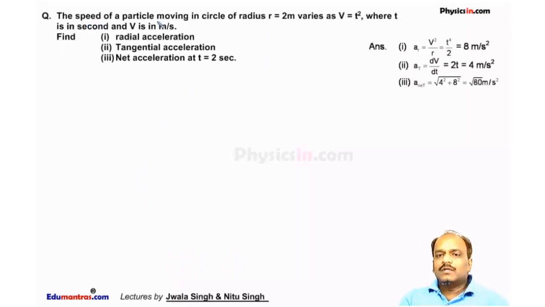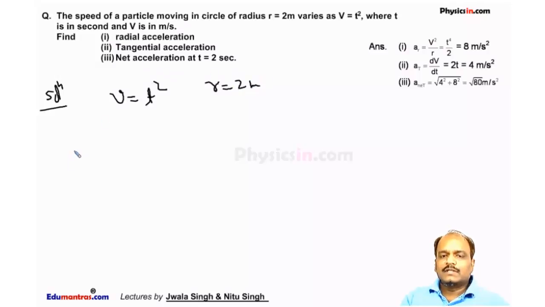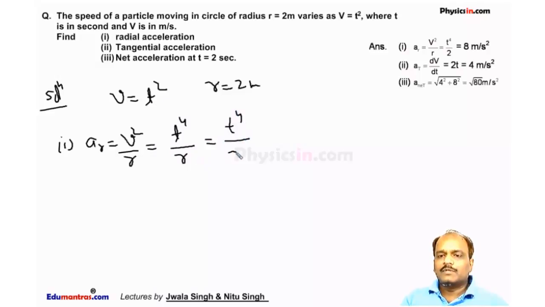The speed of the particle moving in a circle of radius 2 meter varies as v is equal to t square. The speed of the particle is given by v equal to t square, where v is expressed in meter per second and radius is equal to 2 meter. Now we have to find the radial acceleration. The radial acceleration ar is equal to v square by r, so it is t power 4 by r, that is t power 4 by 2. This is the radial acceleration at any time t.